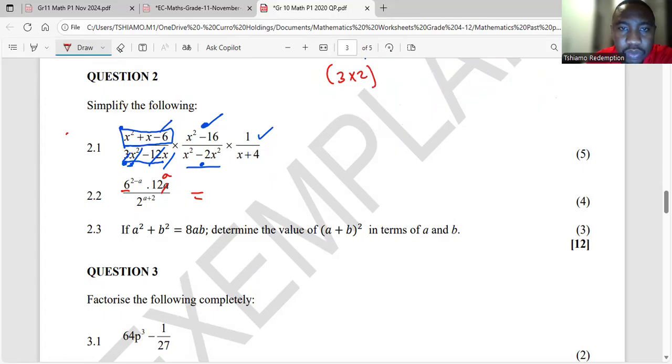3 multiplied by 2, and then outside I have this. So I'm going to put them in bracket. Multiplied by, what is 12? Put it on the calculator, 2 squared multiplied by 3a over 2a plus 2. So nothing changes there.